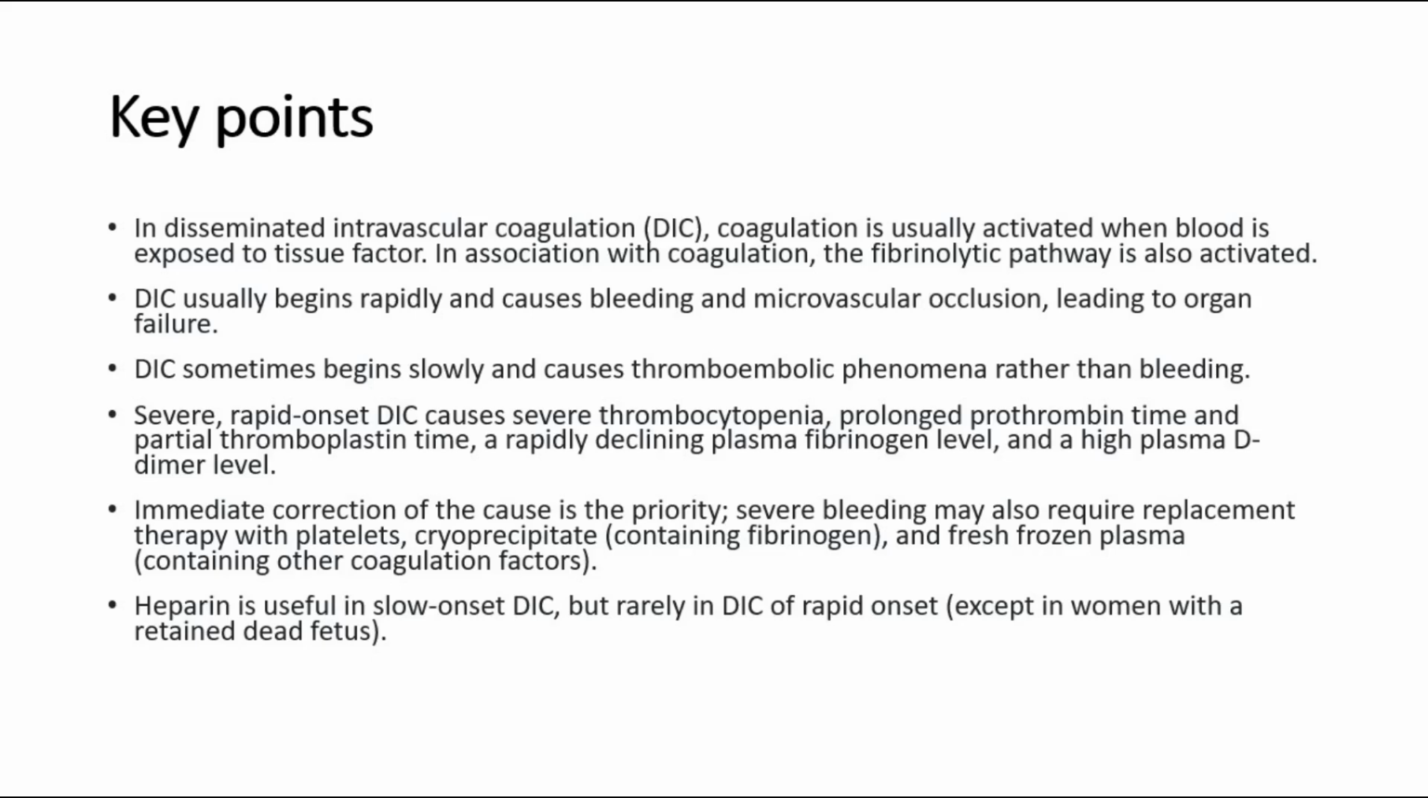Severe, rapid-onset DIC causes severe thrombocytopenia, prolonged prothrombin time and partial thromboplastin time, a rapidly declining plasma fibrinogen level, and a high plasma D-dimer level. Immediate correction of the cause is the priority. Severe bleeding may also require replacement therapy with platelets, cryoprecipitate containing fibrinogen, and fresh frozen plasma containing other coagulation factors. Heparin is useful in slow-onset DIC, but rarely in DIC of rapid onset.